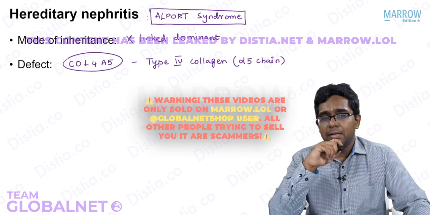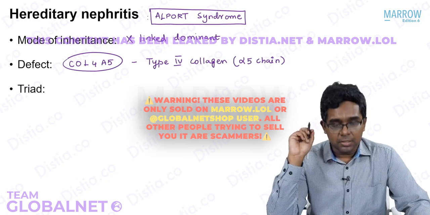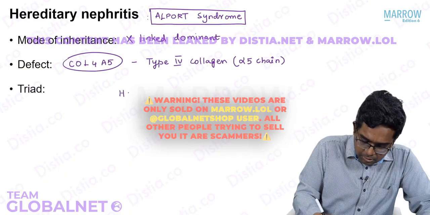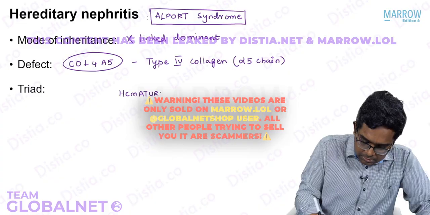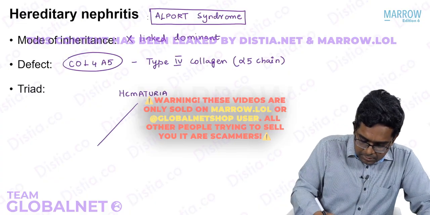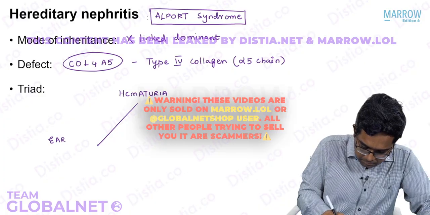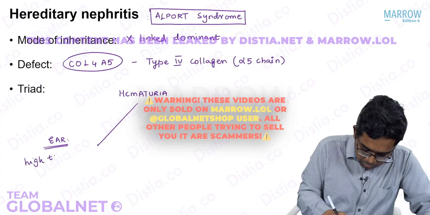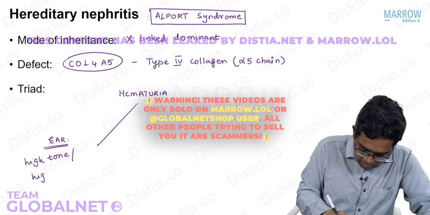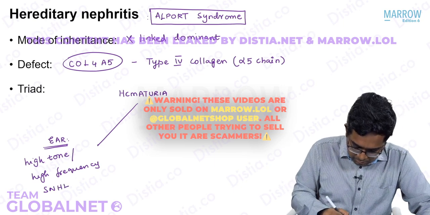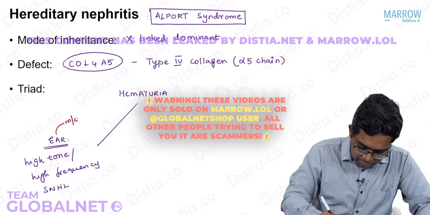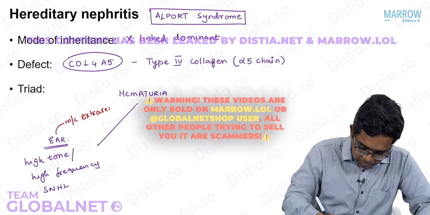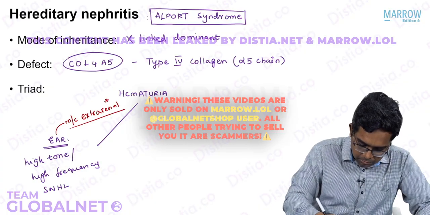Okay. Now, in this particular condition, there is a triad of features which are noted, which includes hematuria, that is a manifestation of glomerulonephritis. Second in this triad is the ear manifestations or hearing manifestation, which includes high tone and high frequency hearing loss. It is a sensorineural hearing loss. And please remember, the hearing manifestations are the most common extrarenal manifestation of Alport syndrome. This is also an important MCQ question.